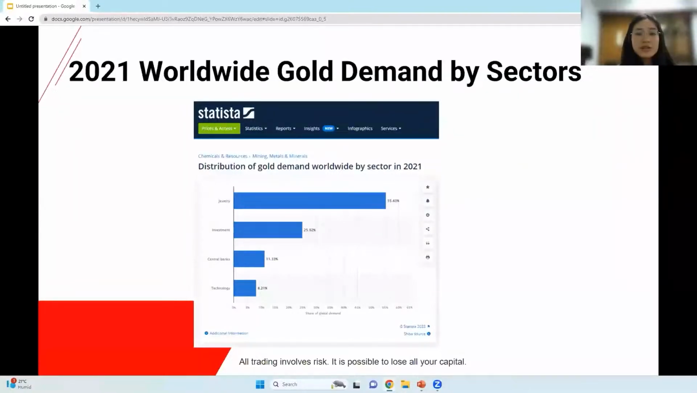Firstly, we're going to start off with the fundamentals. So we're going to firstly look at the demand and production of gold worldwide. Starting off with the demand, there are a couple of sectors that are high in demand for gold. If you can see in this chart that I got from Statista, jewelry accounts for 55.43%, and it also represents the largest source of annual demand for gold per sector. However, this has declined over recent decades, but it still accounts for around 50% of total gold demand.